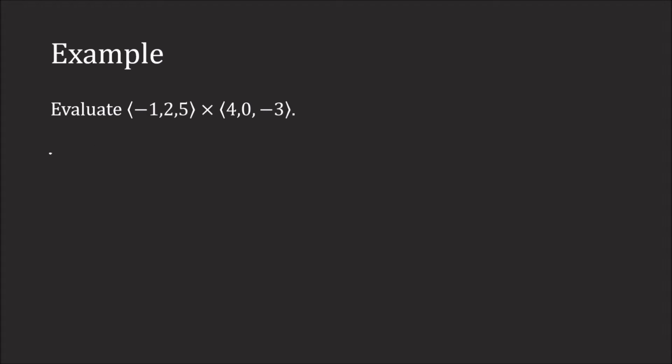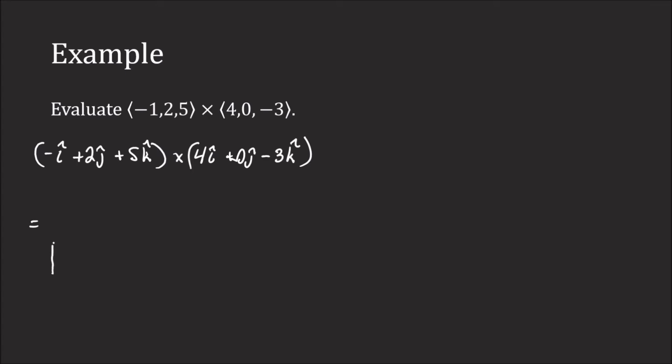Right, so we're going to have negative i plus 2j plus 5k crossed with 4i plus 0j minus 3k. So first row is i, j, k, second row negative 1, 2, 5. Third row is 4, 0, negative 3.